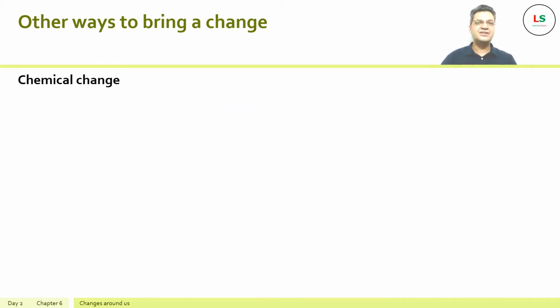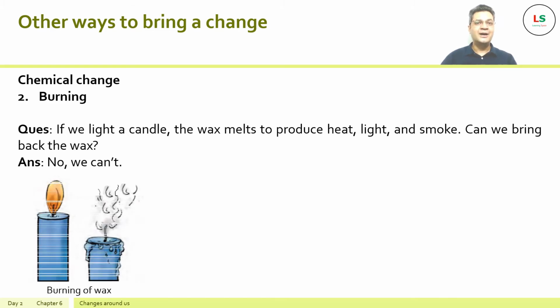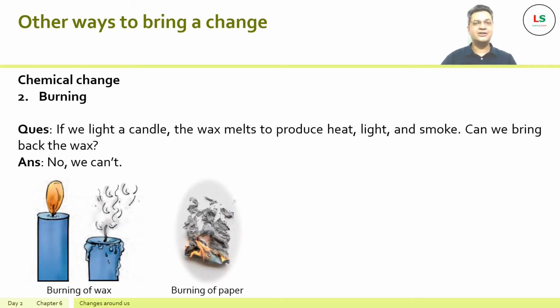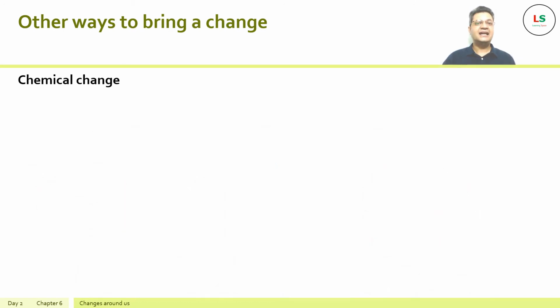Next chemical change is brought by burning. Here is a question. If we light a candle, the wax melts to produce heat, light and smoke. Can we bring back the wax? Put on your thinking cap and keep thinking. No, we can't. So, burning of wax and burning of paper both are chemical changes, whereas mere melting of wax is a physical change.